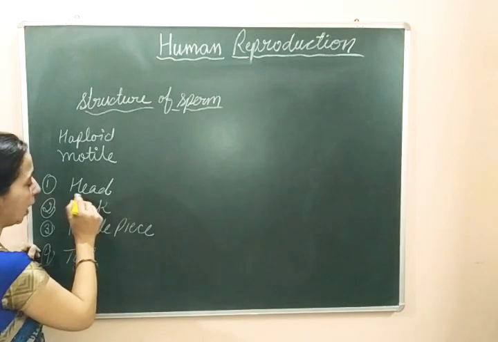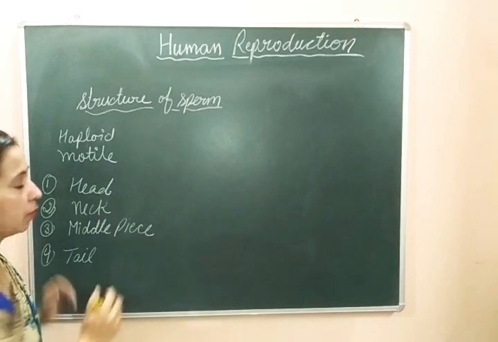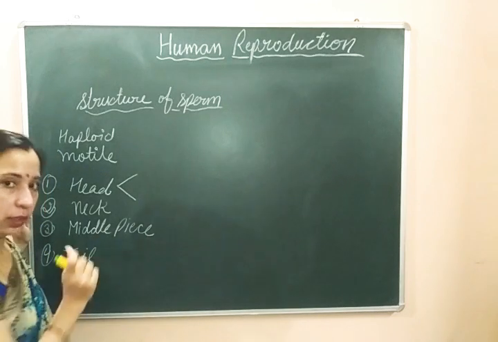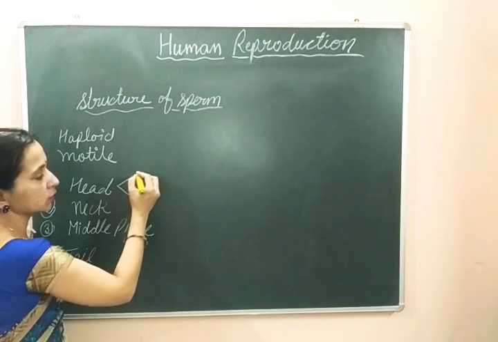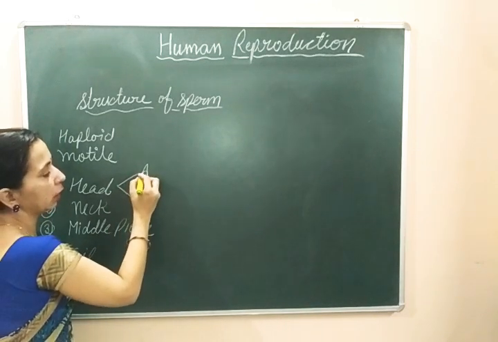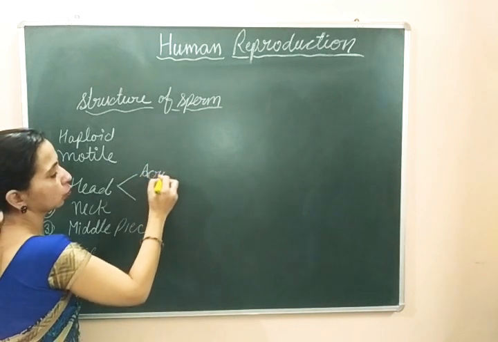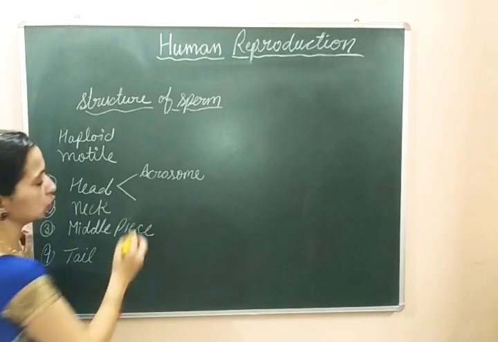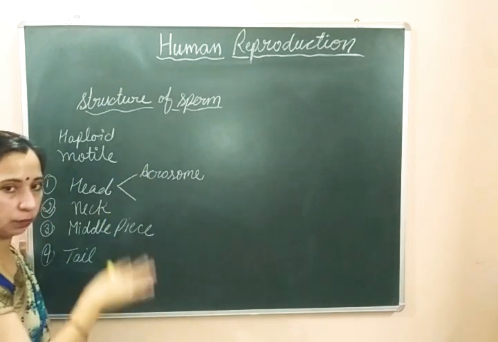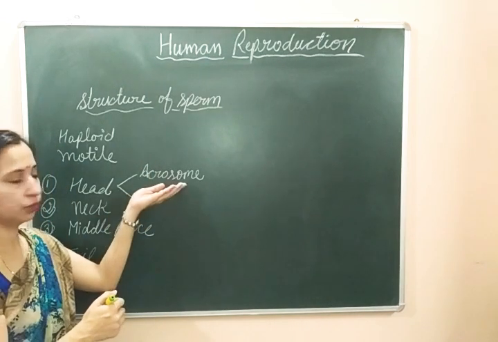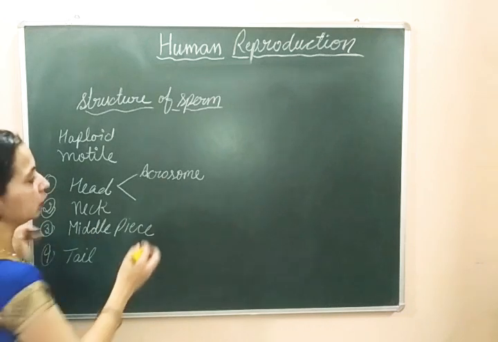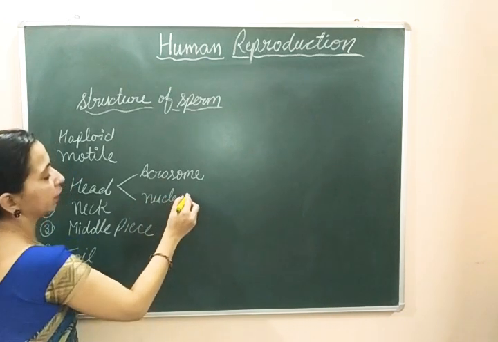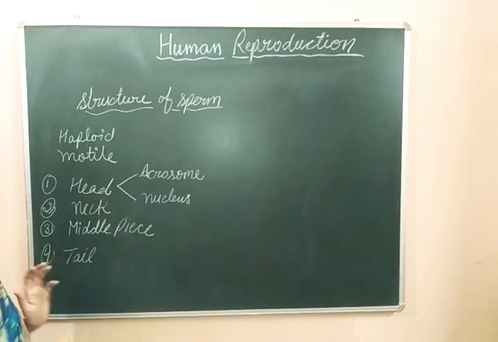This head part is the upper part of the sperm and it's divided into two parts. First, the one at the tip is known as acrosome. जो कि टिप की तरफ पार्ट होता है उस पार्ट को बोलते हैं acrosome, and the part which remains at the lower part of this acrosome, just beneath the acrosome, is known as nucleus. So it is divided into two parts, acrosome and nucleus.